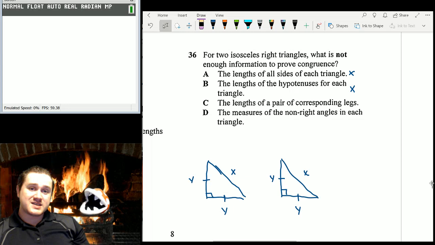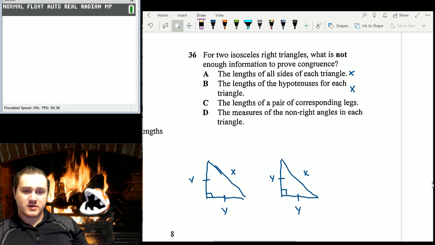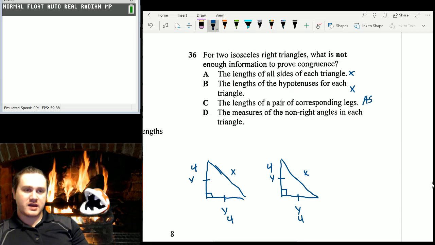Alright, C says the length of a pair of corresponding legs. So again, basically with this one, it would be like you were told one of these legs. So like I would know what this y is. Let's say that that was 4. So if that side was 4, then we know this side was 4, this side was 4, this side was 4. We actually have that already set up where we have the angle between those ones congruent. So that would technically be side-angle-side. Again, you could also do the Pythagorean theorem and find the other one. So it doesn't really help that one. But anyway, we basically show that we can do it.